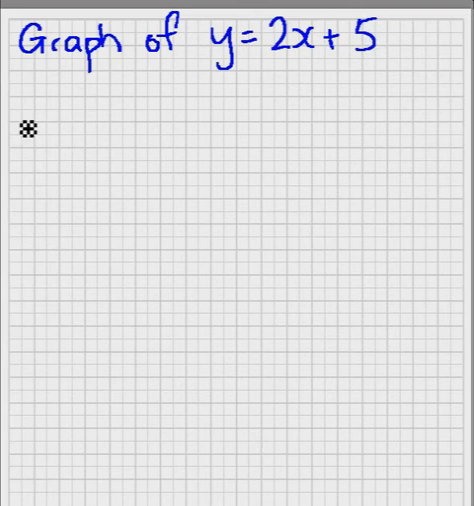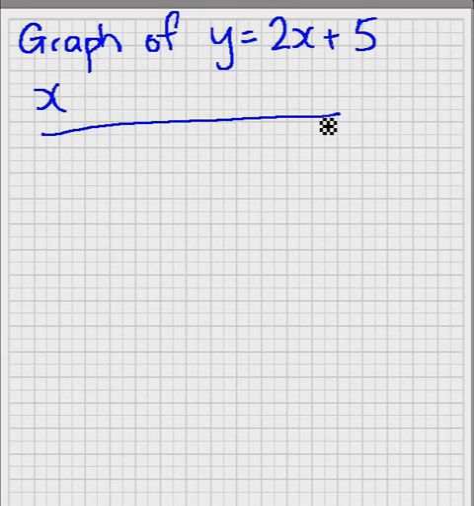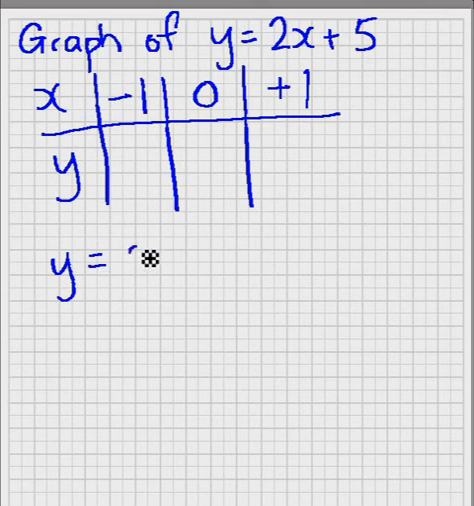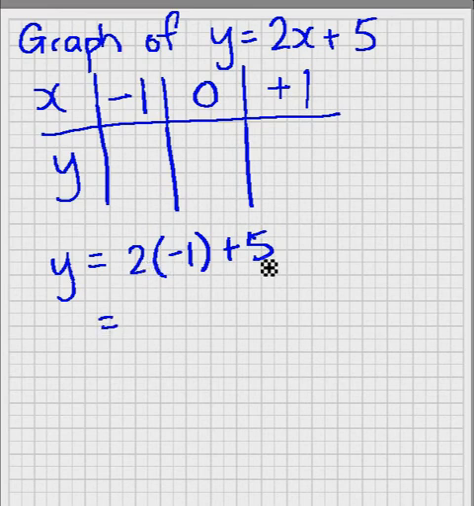Okay, the next thing is we'll construct a table to list the points that we want to plot. For a straight line, we should have a minimum of 3 points. If you have more points, it will be more accurate, although it may not be necessary. Let's plot the points for x equals -1, x equals 0, and x equals 1. Substituting the value, y equals 2 times -1 plus 5. Evaluating this, -2 plus 5 is 3. So y equals 3.